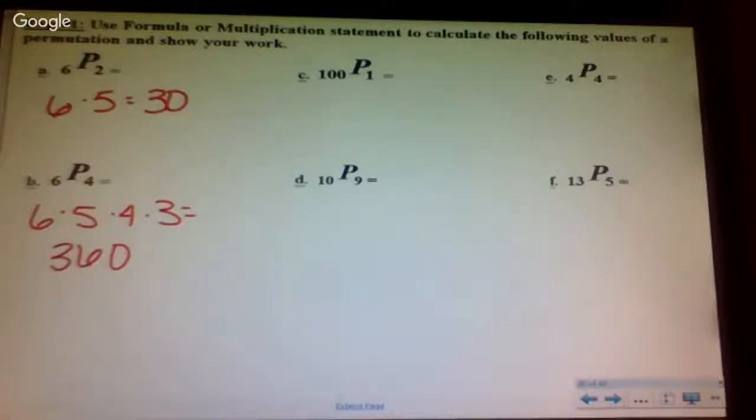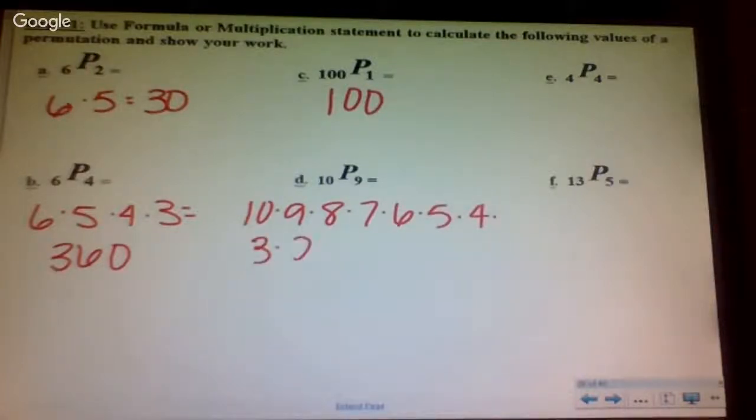100 permutate 1. Is it only 99? That's just 100. I started at 100. I only need 1 number. You're done. 10 permutate 9. We started 10, 9, 8. When do I stop? At 2. Times 3 times 2. That's 9 numbers. 1, 2, 3, 4, 5, 6, 7, 8, 9. I'm done. 3,628,800.